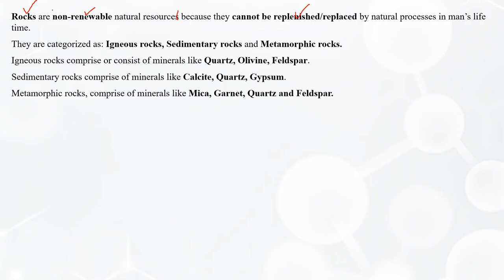What's the composition of rocks? They are categorized as igneous, sedimentary, and metamorphic rocks. Igneous rock consists of quartz, olivine, and feldspar. Sedimentary rocks have something like calcite, quartz, and gypsum. Metamorphic rocks comprise mica and quartz.